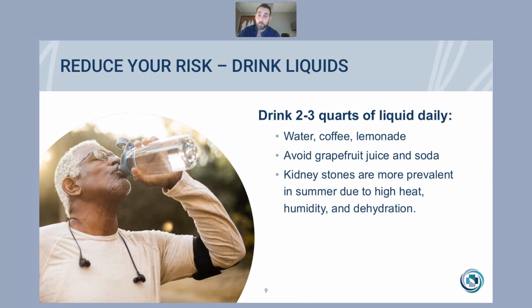Honestly, most people don't measure their urine. So I think a really simple way to evaluate this is to look at the color. If it's dark yellow, concentrated, clearly you're behind on your fluids. And if it's clear or light straw colored, that's usually an indication of at least somewhat adequate hydration.